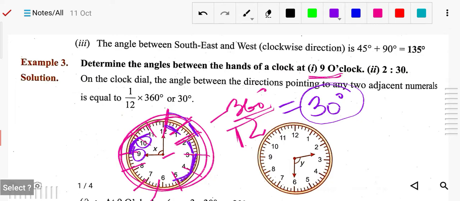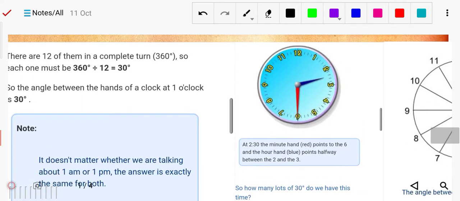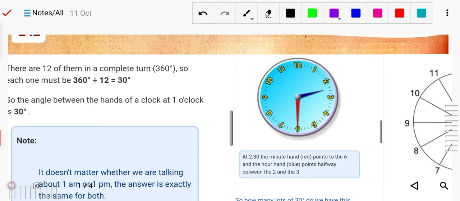So likewise you can check how many numbers 9 to 12 covers: 1, 2, 3. How many times is 30 coming? 3 times. So 30 into 3 is 90. To understand it better, you can see an example. There are 12 of them in a complete angle, as I have told you, so 360 divided by 12 gives 30 degrees each.